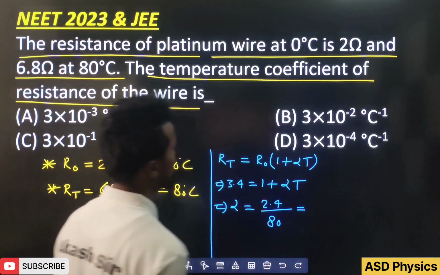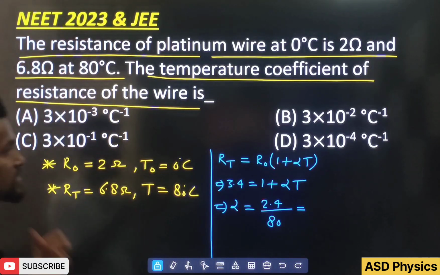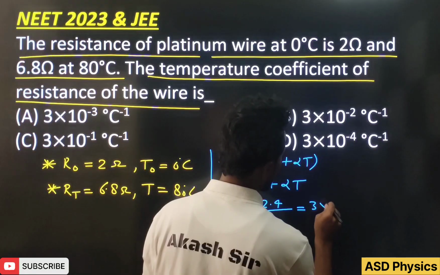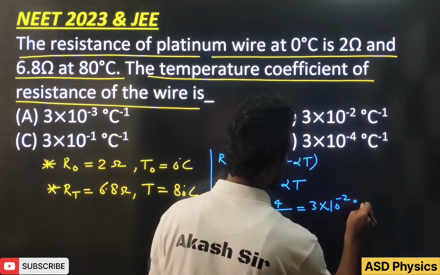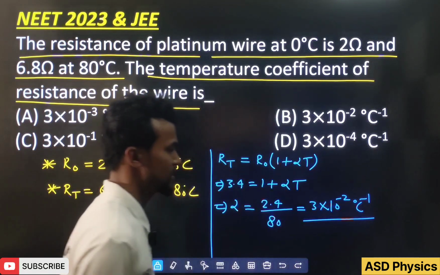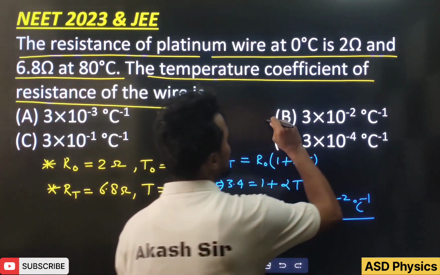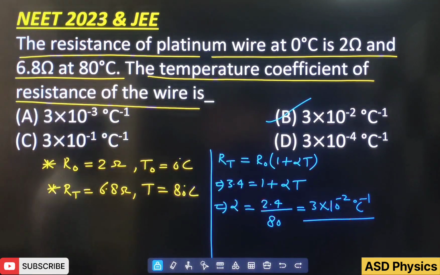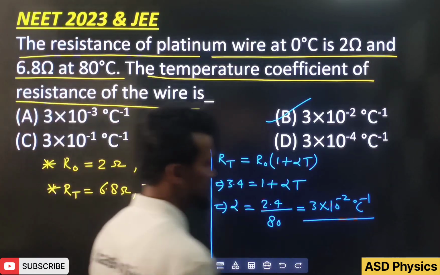When you simplify this, after simplification it will come very easily, 3 into 10 power minus 2 degrees Celsius inverse. Just simplify this. Which option is there? Option B is the correct answer. You have to just simplify this, that's it. Very easy.